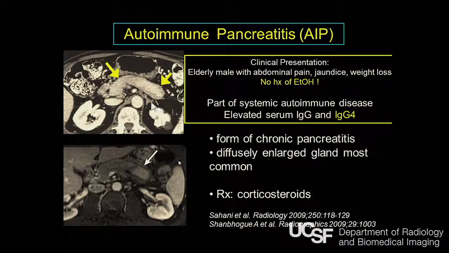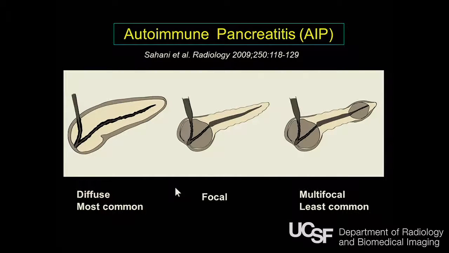Now, the typical appearance is usually involvement of the entire gland, which is swollen and enlarged with a rim of low density. Again, important to recognize, here's a case on MR, and you can see enhancement here and a rim of low density. But these patients are treated with steroids, and that's particularly effective. So this graphic just shows you, again, diffuse type is most common. You can develop these focal areas of hypodensity that can involve the head, or you can have the multifocal type, and this is the least common type.